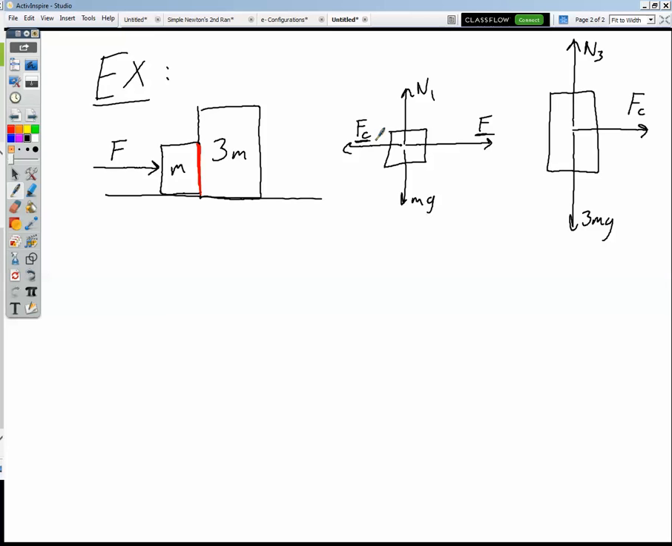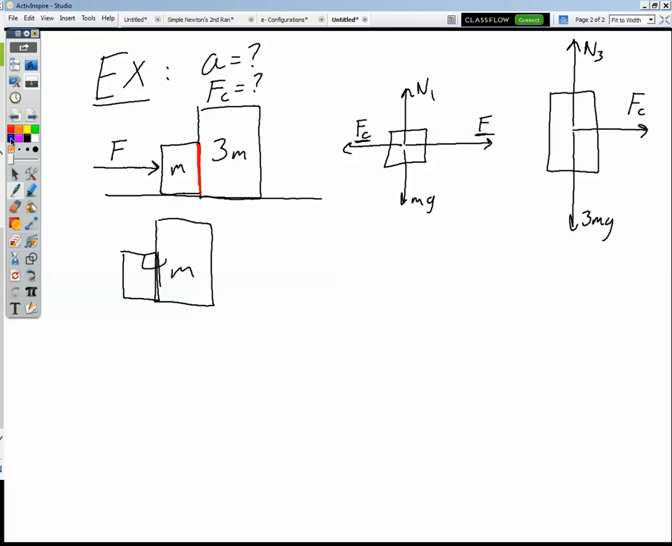So now, what do we want to find out here? Let's say we want to know what the acceleration is of the system. And then let's say we also want to find out what this contact force is. The contact force is question mark. Okay, so now, just to make things fun, we've got a free body diagram for each individual block. Well, what if I just say, to find the acceleration, I'm going to consider that these two blocks are together a block of 4m. Together a block of 4m.